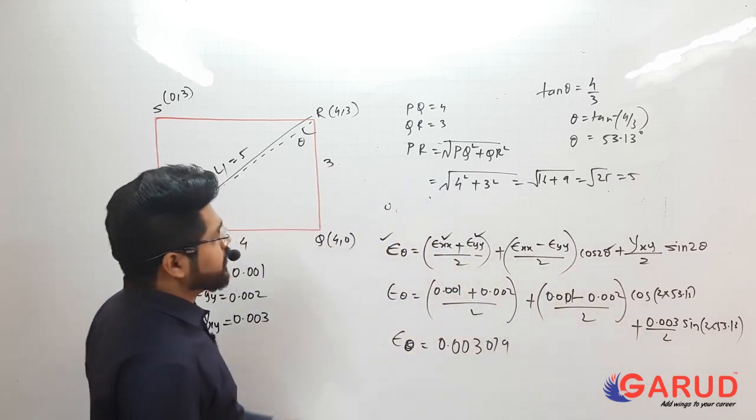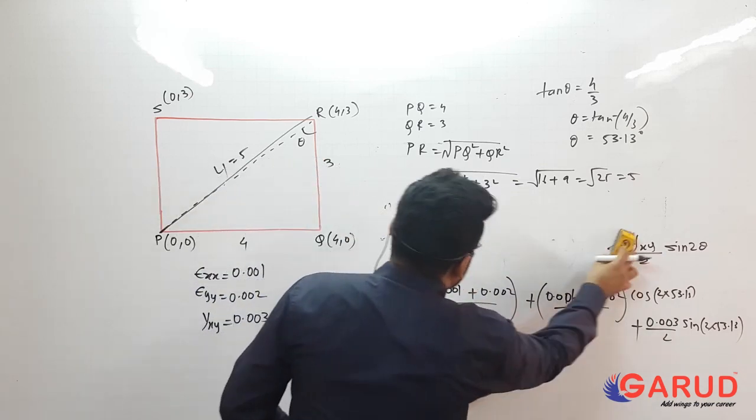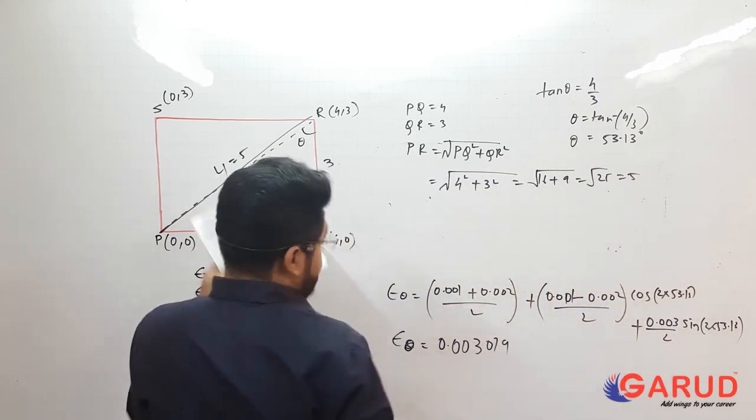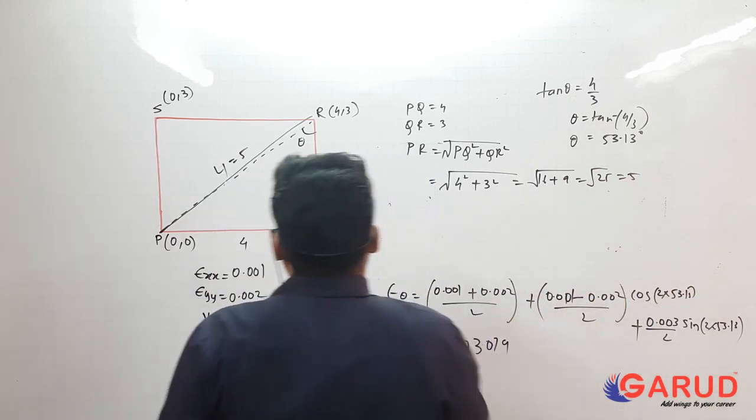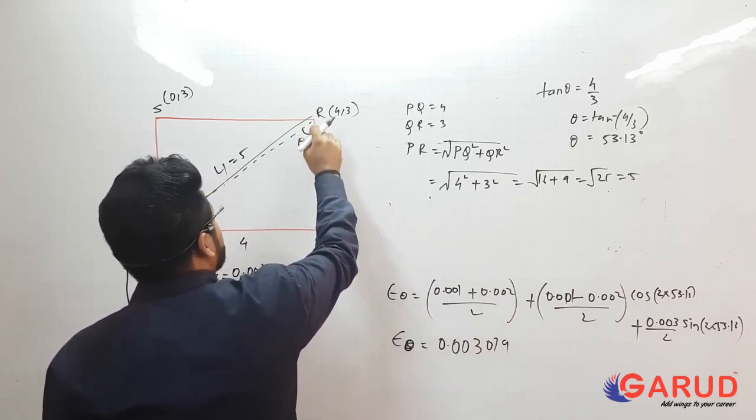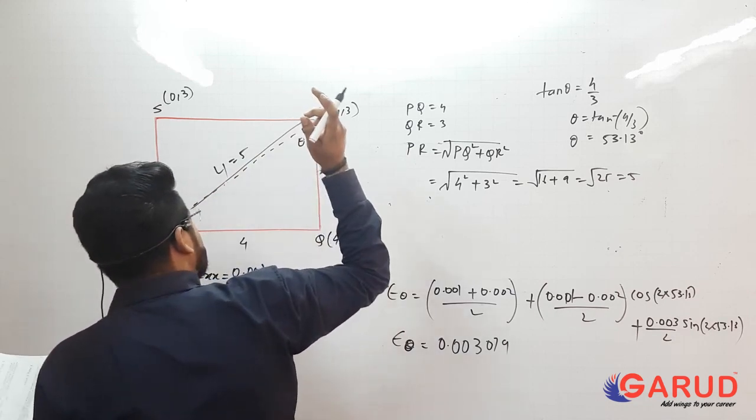You know the value of epsilon theta from here. Now what is epsilon theta actually? That is strain, right? Of what? Of that plane. That is nothing but my diagonal. Why am I taking this theta? Why do I need to find the theta? That is 53.13. This plane is nothing but your diagonal plane.